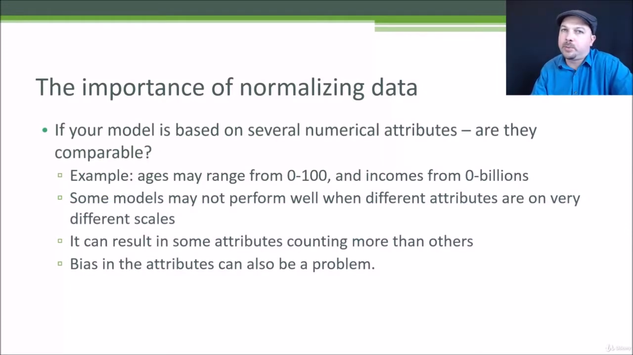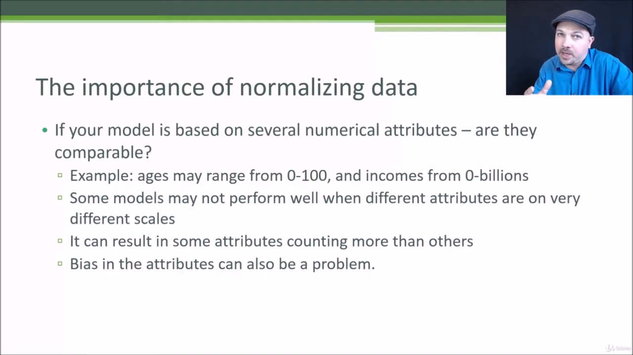So sometimes models will be based on several different numerical attributes. If you remember, like multivariate models, we might have different attributes of a car that we're looking at, and they might not be directly comparable measurements. Or, for example, if we're looking at relationships between ages and incomes, ages might range from 0 to 100, but incomes in dollars might range from 0 to billions.